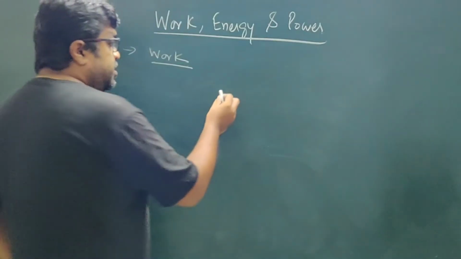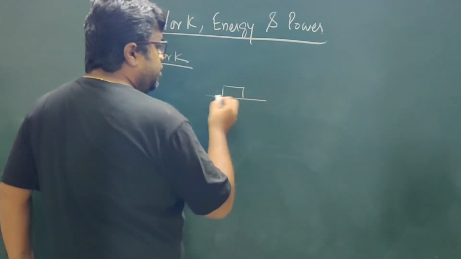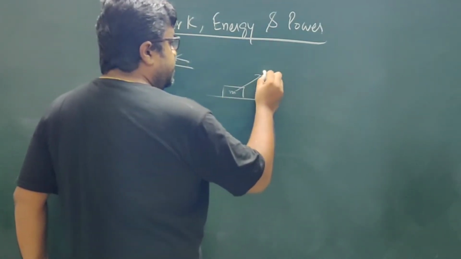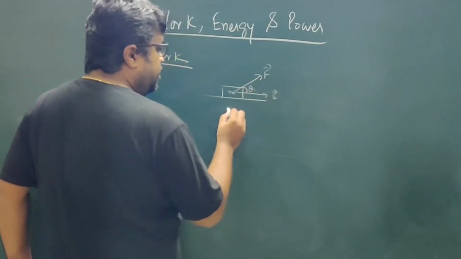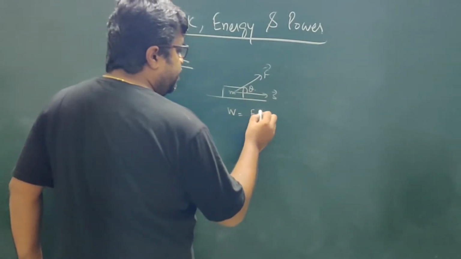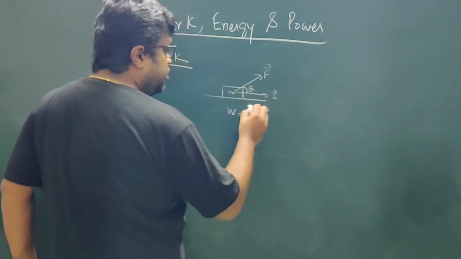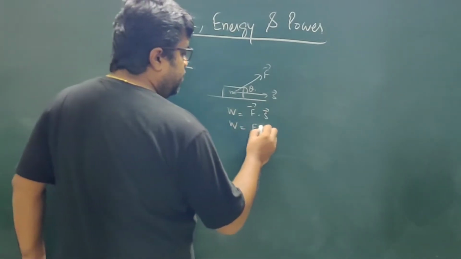Now we have seen, suppose this is a block of mass M and this is force, this is displacement, this angle is theta. Now we got work done is equal to F dot S, or we wrote it as W equal to Fs cos theta.